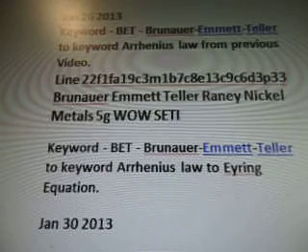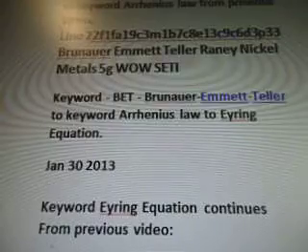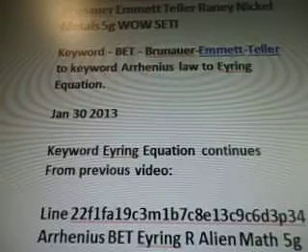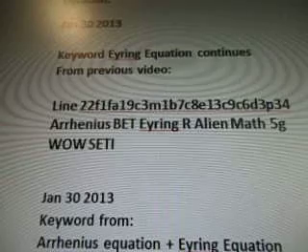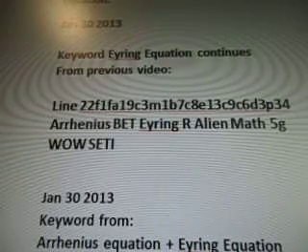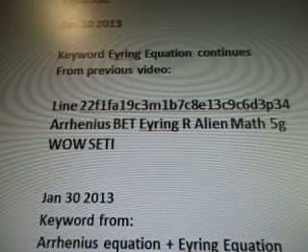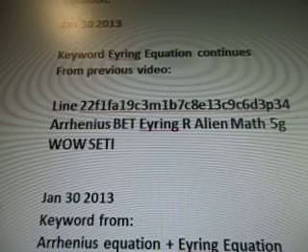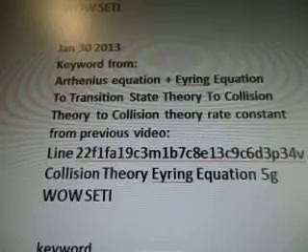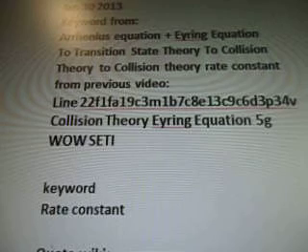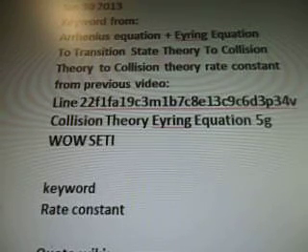Brunauer-Emmett-Teller Raney nickel metals 5G Wow Seti. Went to Arrhenius law to Eyring equation. Eyring equation was from a previous video. Arrhenius bet Eyring R alien math 5G Wow Seti. And then we went from the Eyring equation to Arrhenius equation, Eyring equation to transition state theory, then collision theory. Rate constant is from the previous video.